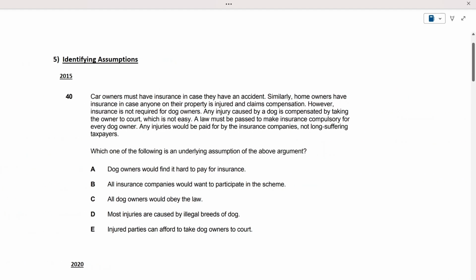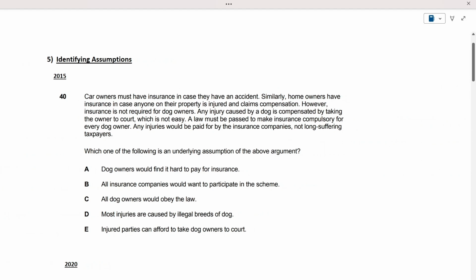Let's do a couple of examples here. This is 2015 question 40. Car owners must have insurance in case they have an accident. Similarly, homeowners have insurance in case anyone on their property is injured and claims compensation. However, insurance is not required for dog owners. Any injury caused by a dog is compensated by taking the owner to court, which is not easy. A law must be passed to make insurance compulsory for every dog owner. Any injuries will be paid for by the insurance companies, not long-suffering taxpayers.